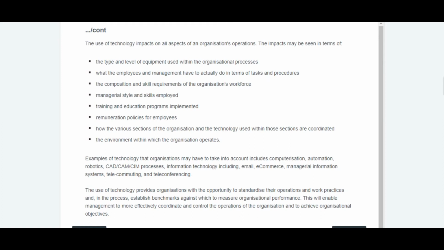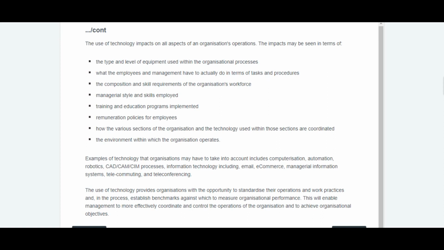Examples of the technology that an organization may have to take into account include computerization, automation, robotics, CAD, CAM, SIM, process information technology including email, e-commerce, managerial information systems, telecommunication and teleconferencing. The use of technology provides organizations with the opportunity to standardize their operations and work practices, and in the process establish a benchmark against which to measure organizational performance.